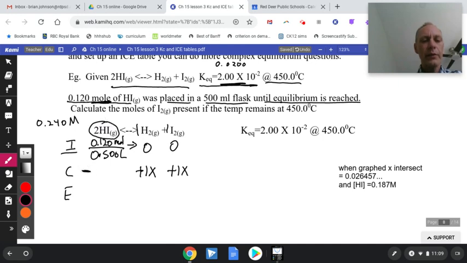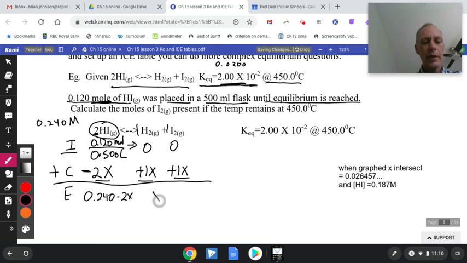So minus, lose, and we're going to lose 2 amounts because of the coefficient of 2. Lose 2 amounts of HI, gain 1 amount of H2, and gain 1 amount of I2. So to get our equilibrium concentrations, we add the top 2 rows: 0.240 minus 2x, x, x. So those are our 3 equilibrium concentrations.